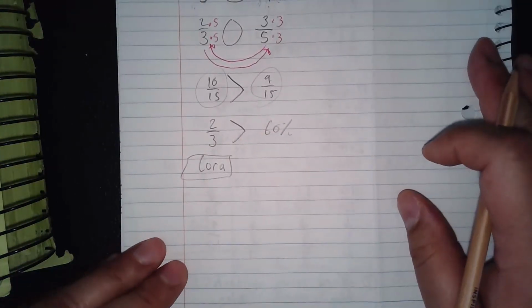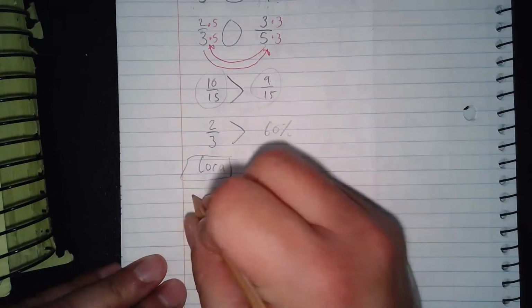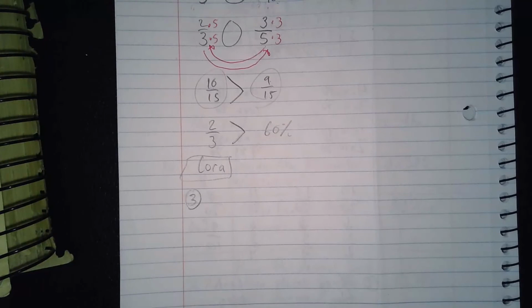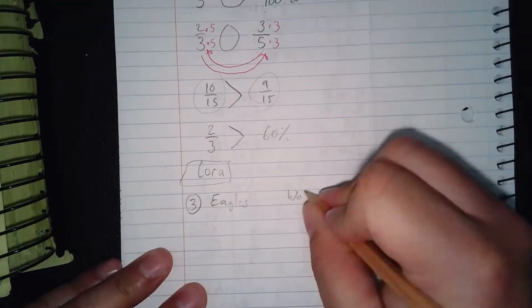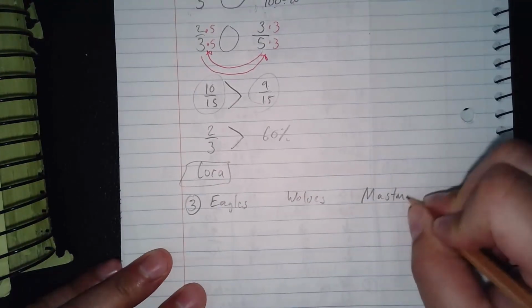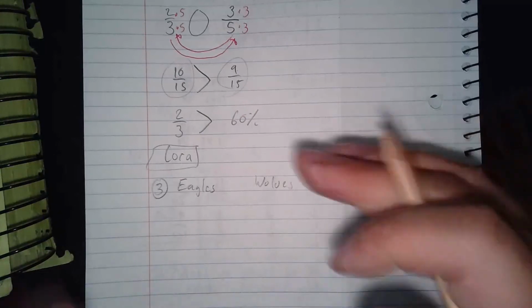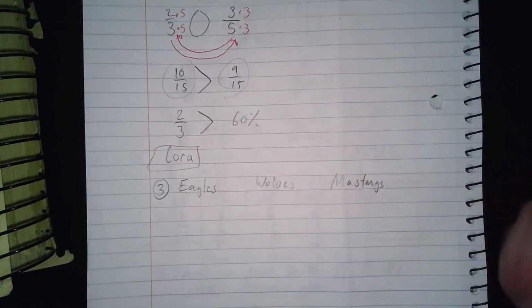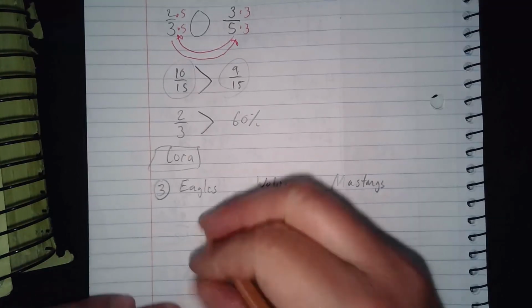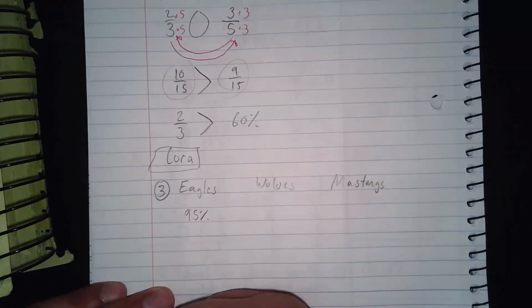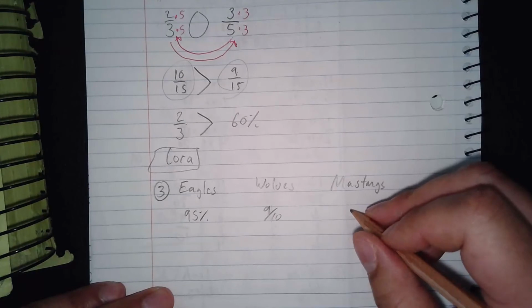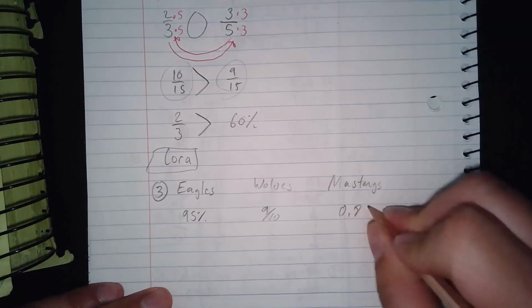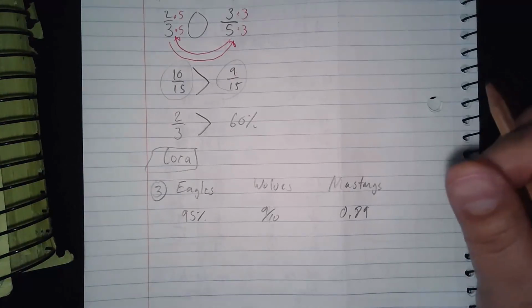Okay? And finally, the table shows the wins for some middle school football teams. Which team has the greatest fraction of wins? Oh my goodness, we have 3 teams. Eagles, Wolves, Mustangs. Again, yes, the table's in the book, but it doesn't hurt to write the words here on your paper too, just so you keep yourself aware. Eagles, 95%. Wolves, 9/10. And Mustangs, 0.89 or 89 hundredths.